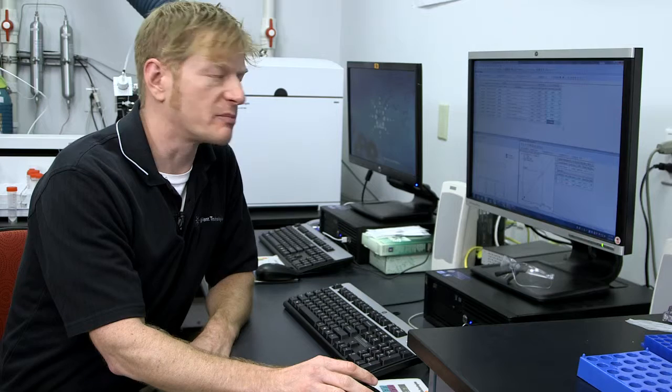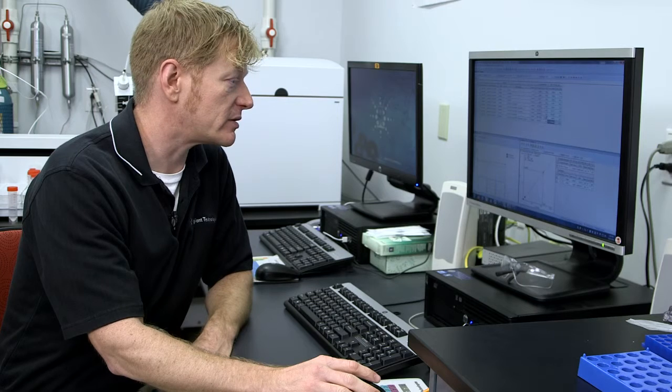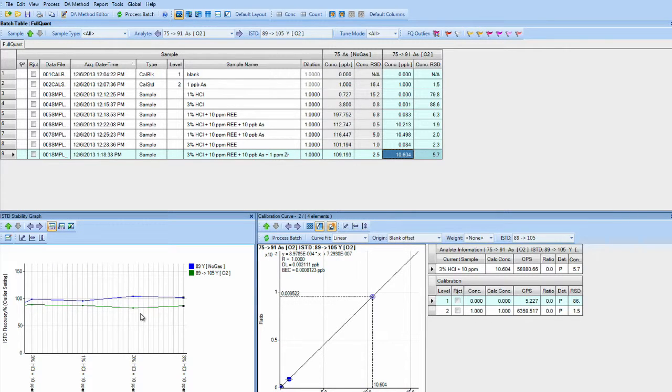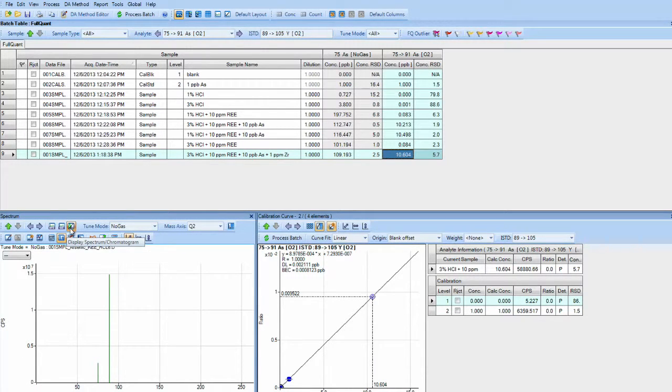So our analysis has completed, and everything populates into the Mass Hunter data analysis window. We have our internal standard graph. We also have options to look at QCs if you have done them, or you can go into spectrum mode to view your spectrum real time. So let's take a look at our data.